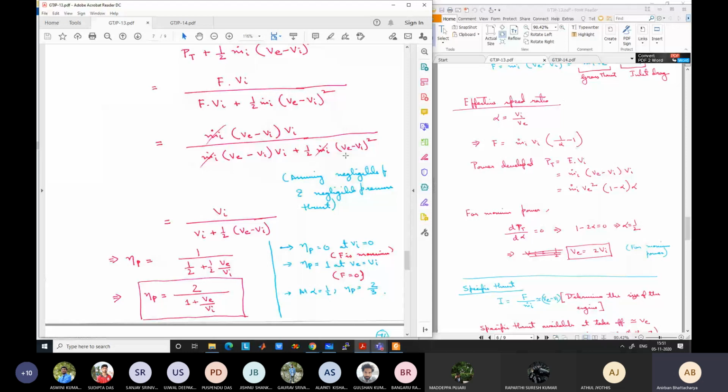Also, for alpha equal to half, for which case we get the maximum thrust power, we see that the propulsive efficiency is 2 by 3. This is just one of the cases. It could have been anything else also. And based on this, we had discussed at the end that I told you to think about these cases, when we can use turbojet, turbofan, and turboprop engines.